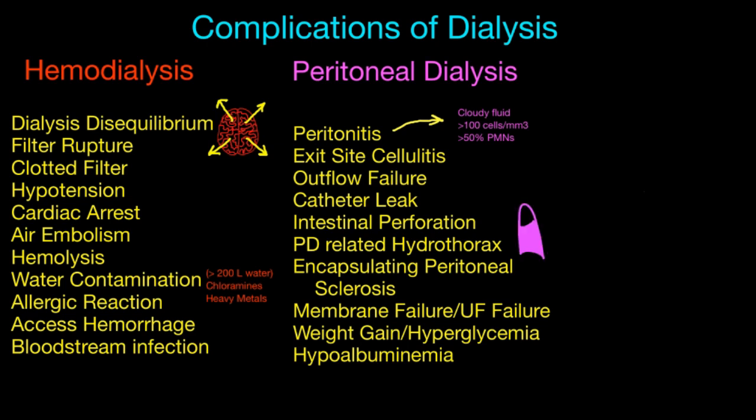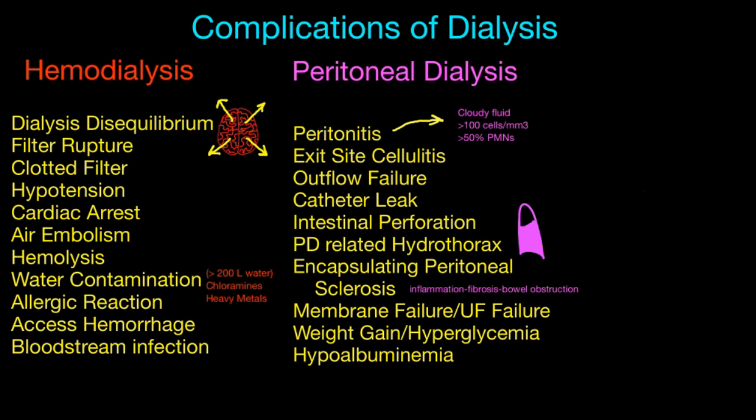Next is this entity called PD-related hydrothorax. This is where that dialysate, remember the dialysate is rich in dextrose, actually migrates across the diaphragm and accumulates in the pleural space, leading to a pleural effusion. This could actually be quite symptomatic. And if you did a thoracentesis, that fluid would actually be very high in glucose, and that's one way you could make that diagnosis.